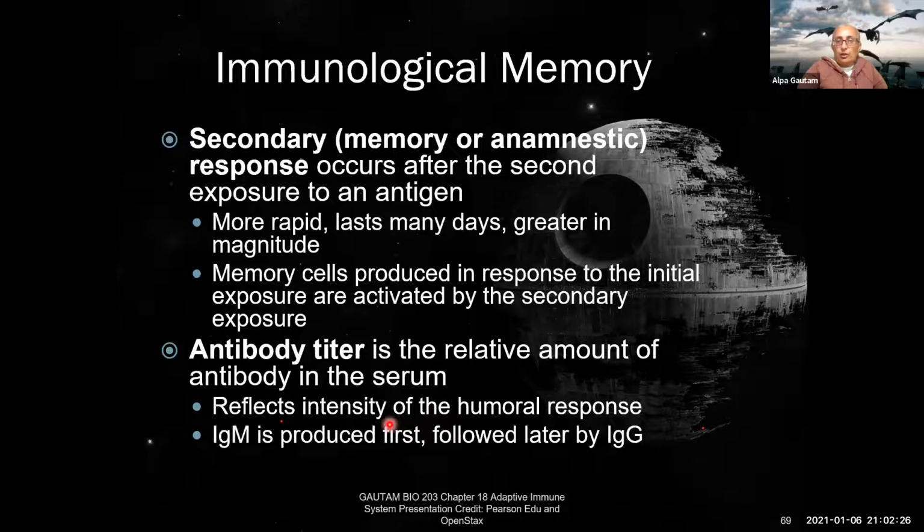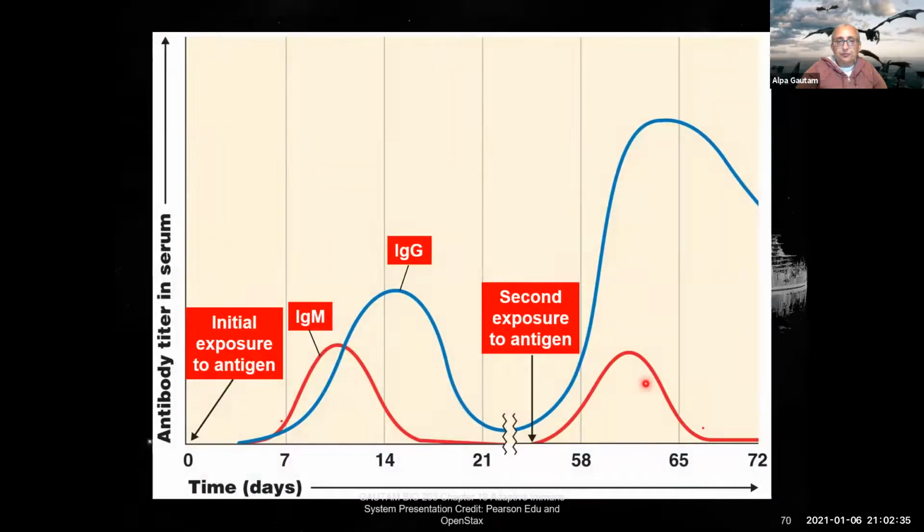The first antibody that gets produced is the IgM. The secondary exposure produces the IgGs. And this is what this is showing. The initial response is IgMs. Then when you have a secondary exposure, the type of antibodies that are formed are IgGs.